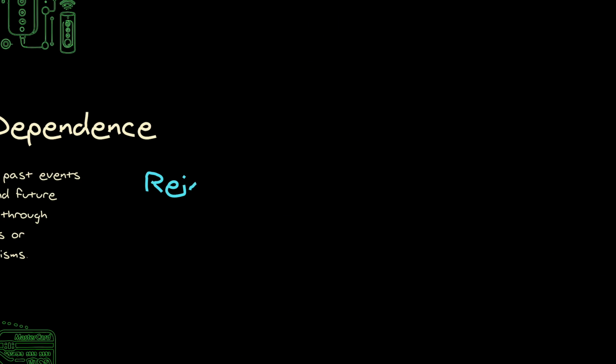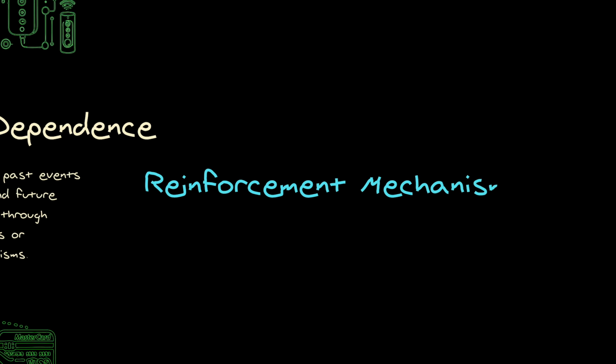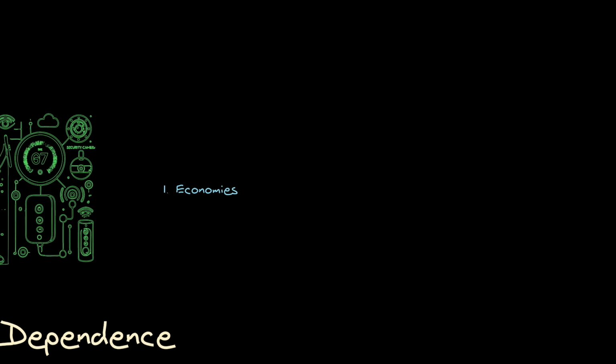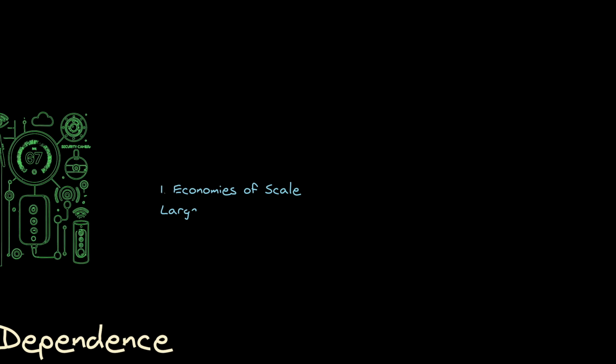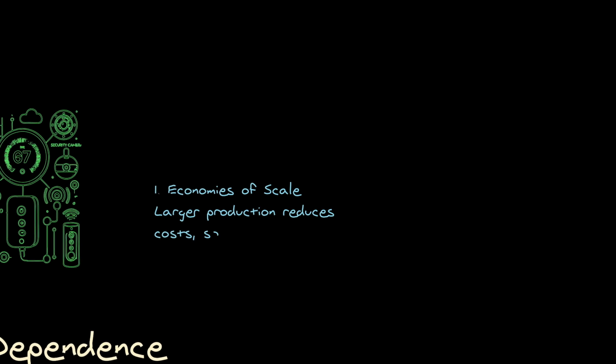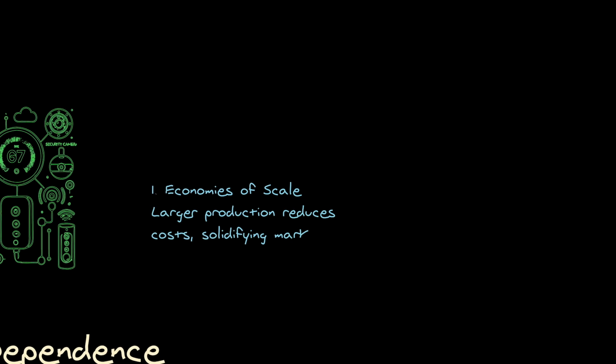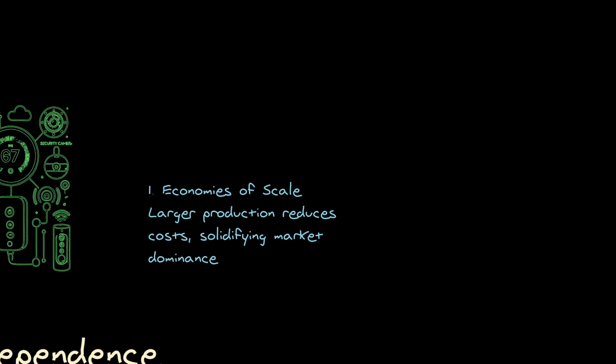As business models evolve or diversify, their fundamental principles remain the same. One or more of these reinforcement mechanisms can be at play in any given situation, creating a path dependence and making it harder to escape over time. Economies of scale. The more a company produces, the lower its costs per unit. As businesses grow, their market position solidifies because they can offer products at prices competitors can't match.